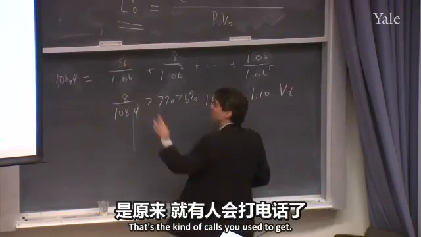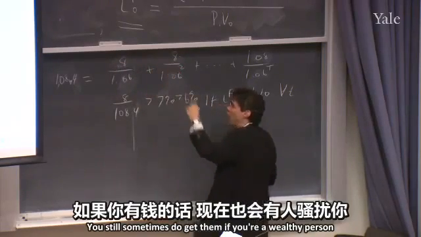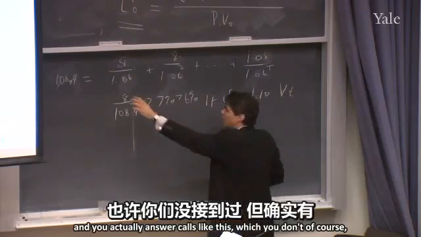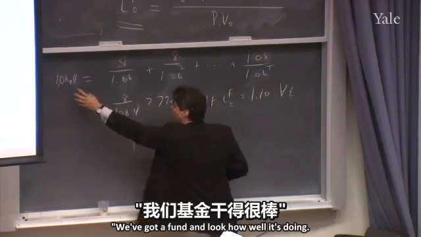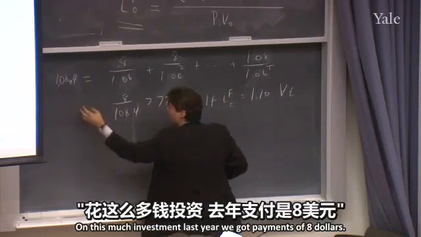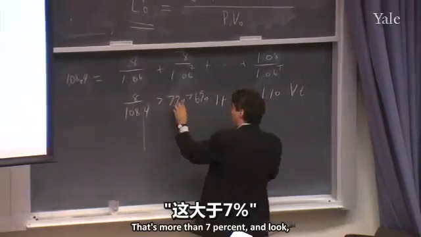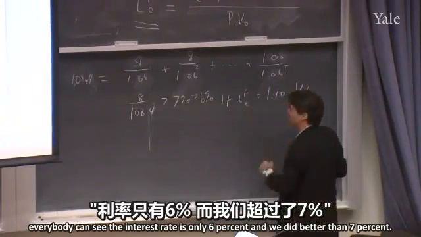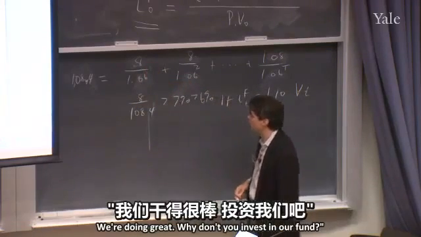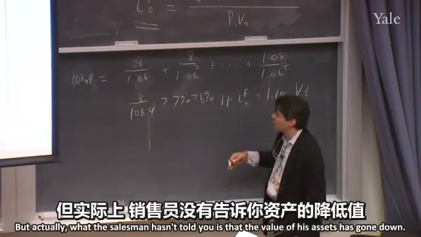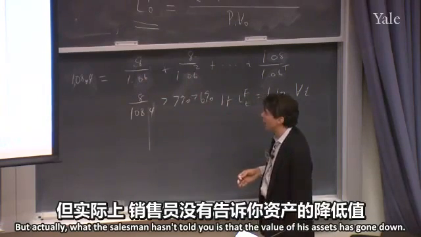That's the kind of calls that you used to get. You still sometimes do get them, if you're a wealthy person and you actually answer calls like this, which you don't, of course. You can get some cold call from a salesperson saying, we've got a fund and look how well it's doing. On this much investment last year, we got payments of $8. That's more than 7%, and everybody can see the interest rate's only 6%. We did better than 7%, we're doing great, why don't you invest in our fund? But what the salesman hasn't told you is that the value of his assets has gone down.